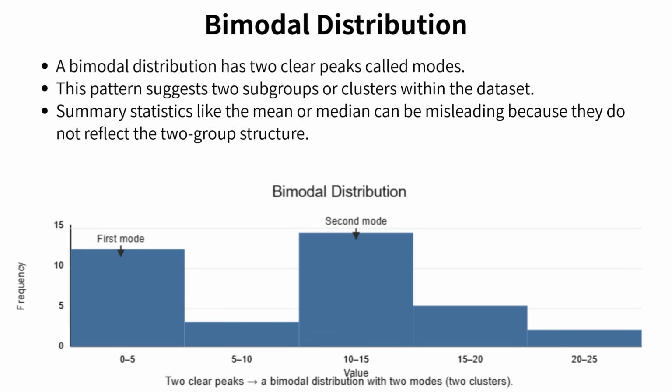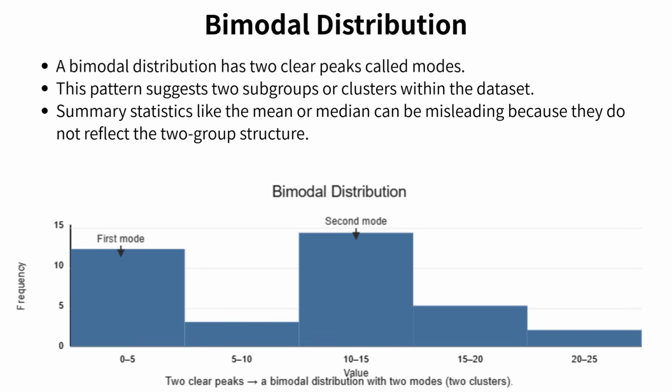Bimodal shapes often appear when 2 different populations are mixed together. For instance, test scores from 2 classes taught with different methods, heights of children and adults combined, or reaction times from beginners and experts. The key idea is that the data is not centered around a single typical value, but instead shows 2 areas where values are common.